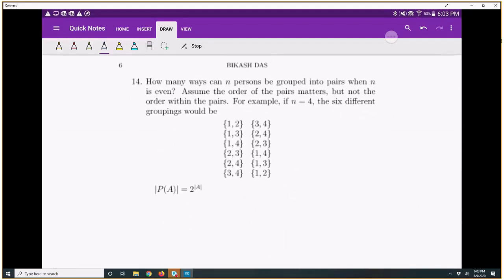Now, how many ways can n persons be grouped into pairs when n is even? Assume that the order of the pairs matters, but not the order within the pairs. For example, if n is equal to 4, then the 6 different groupings would be, well, I could make a pair 1 and 2, then the leftover pair would be 3 and 4. Or if I made the pair 1 and 3, then the leftover pair would be 2 and 4, and so on. So each of these is a grouping.